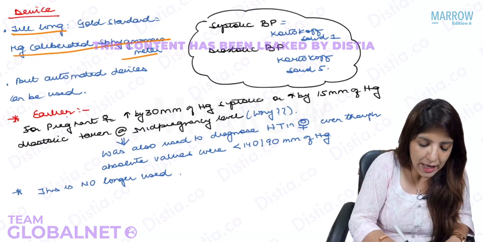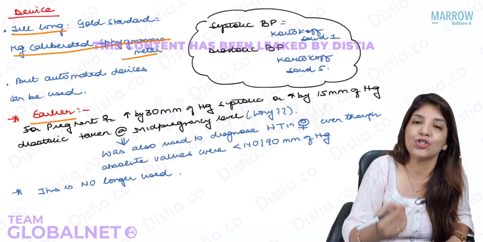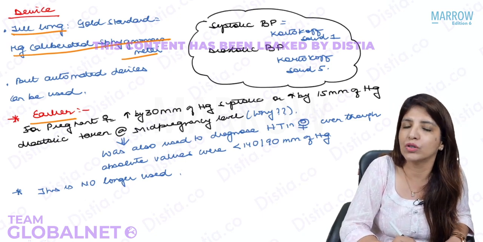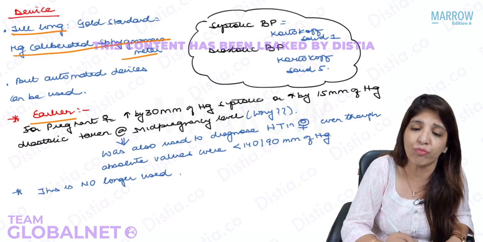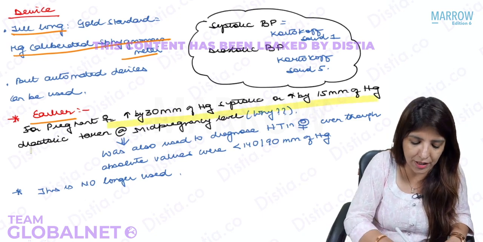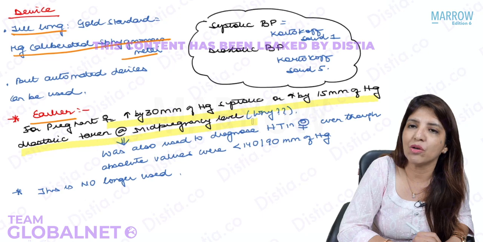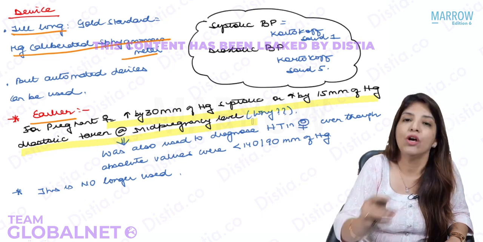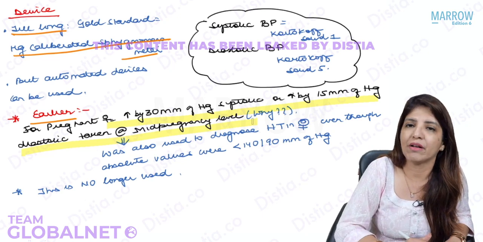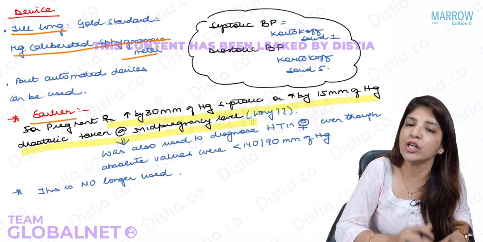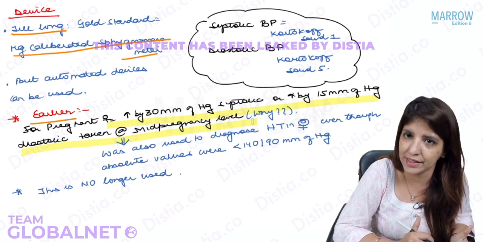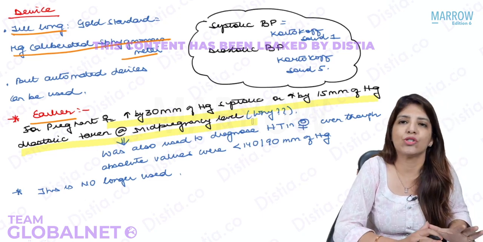Now, earlier, a very important concept was that if systolic BP increased by more than or equal to 30 millimeters of mercury, or if diastolic increased by more than or equal to 15 millimeters of mercury at mid-pregnancy level, we then also said that the pregnant female has hypertension, even though the absolute value could have been less than 140/90. But now this criteria is no longer used.